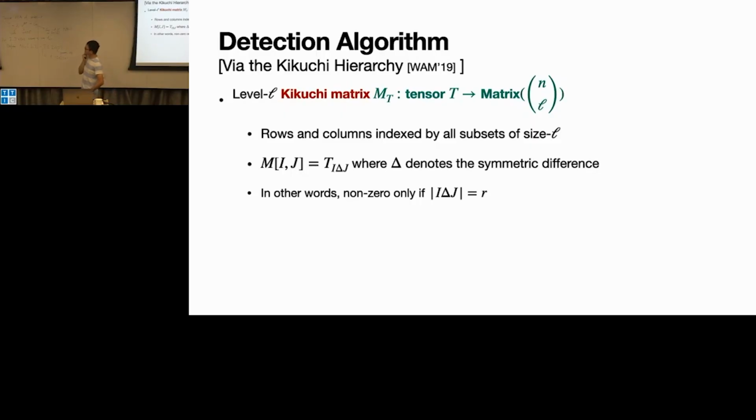So we have rows and columns indexed by all subsets of size L. For the corresponding entry for sets I and J, we have a non-zero entry coming from T of I delta J, if I delta J corresponds to some entry in the tensor, which means that they have symmetric difference exactly R. And otherwise, we just put 0 in this matrix.